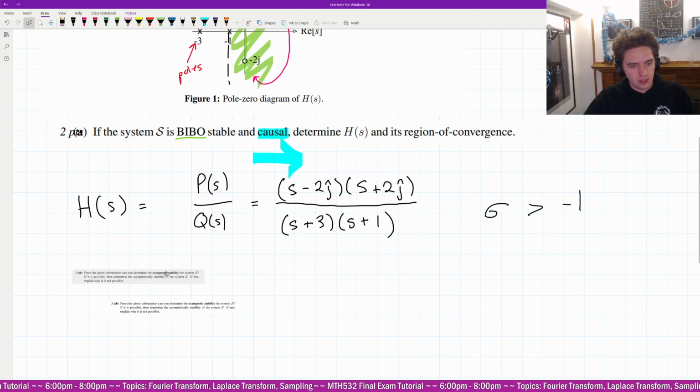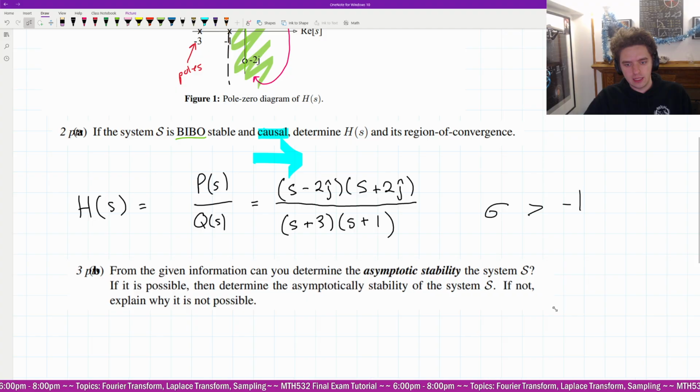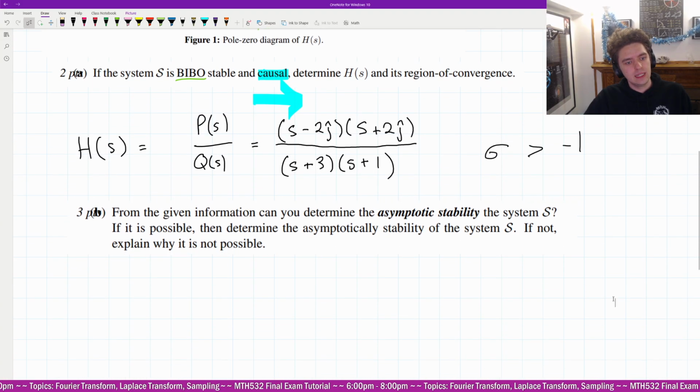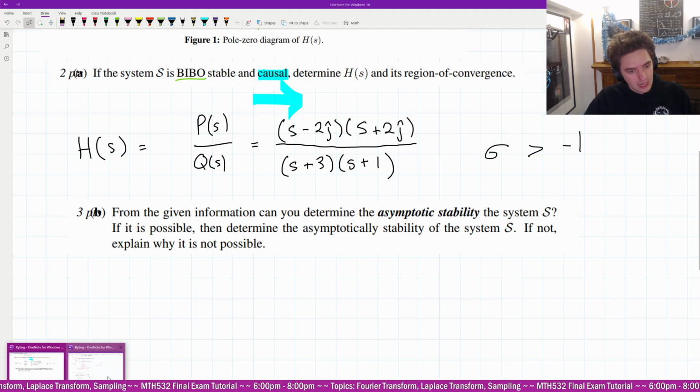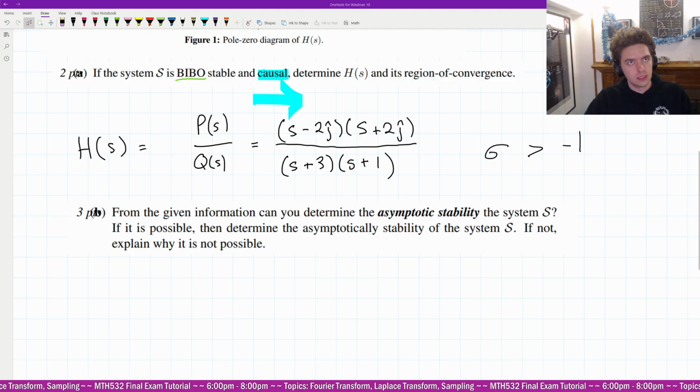From the information given, can you determine the asymptotic stability of the system S? If it's possible, then determine the asymptotic stability of system S. If it's not, explain why. So we can determine the asymptotic stability, and I'll show you a little textbook blurb that tells us why. So page 372 on the textbook.